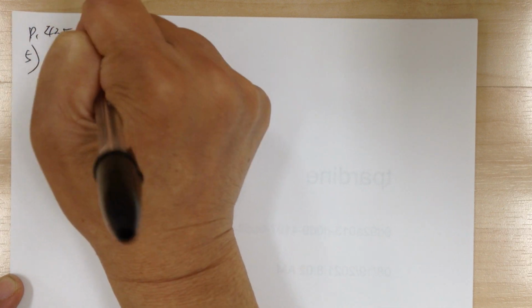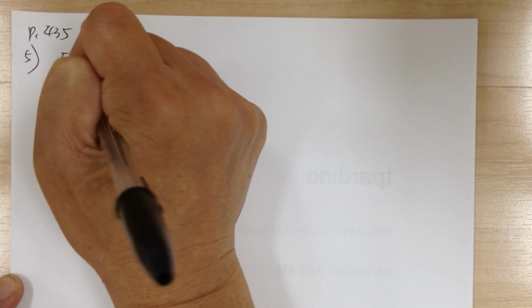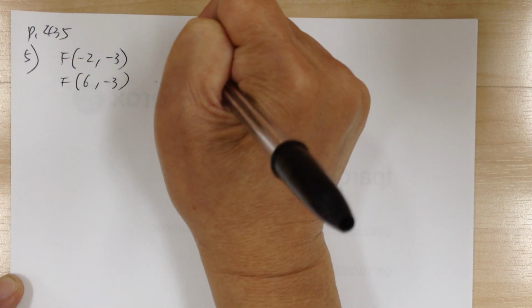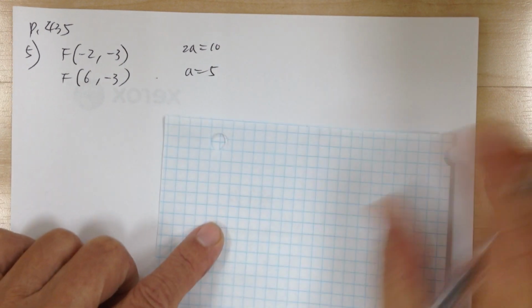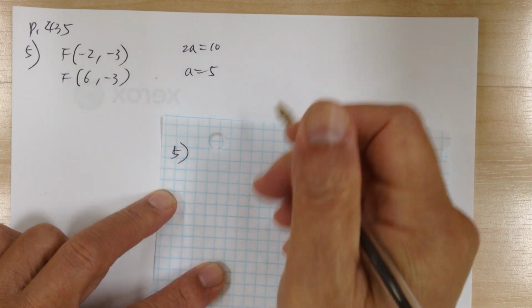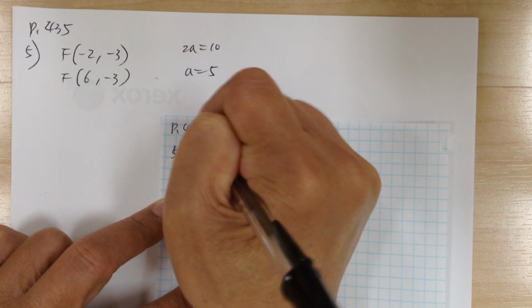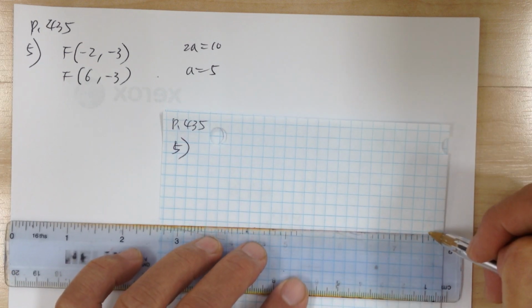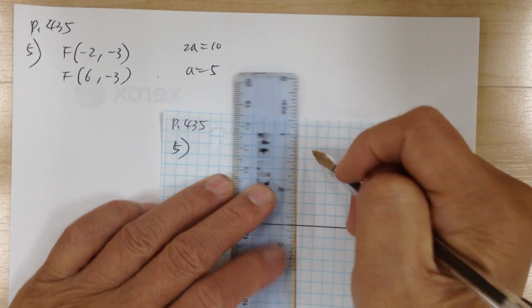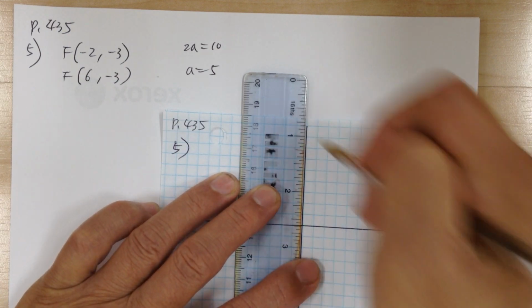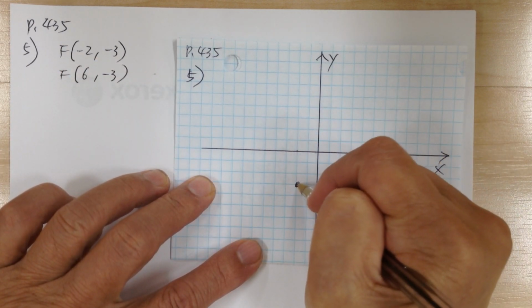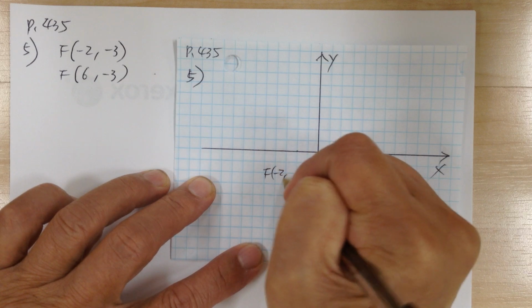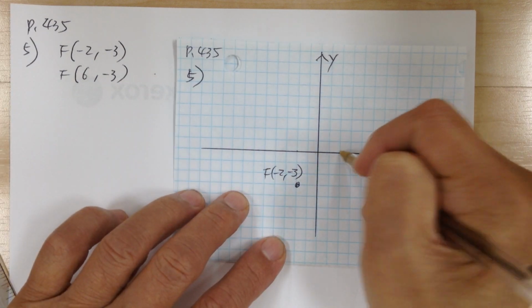Okay, number 5. Okay, so again, the foci are -2, -3 and 6, -3, and 2a equals 10. So right away, a equals 5. Okay, so again, let's go and sketch these things out. Okay, so -2, -3. And 6, -3.